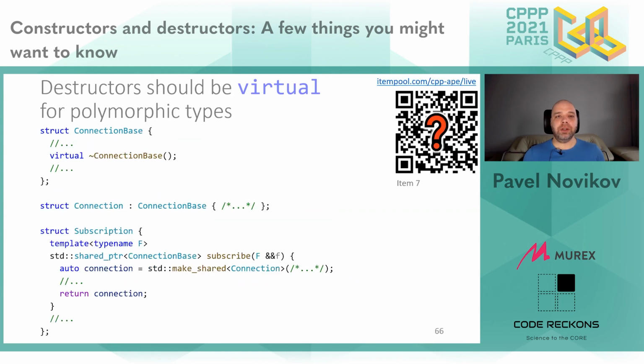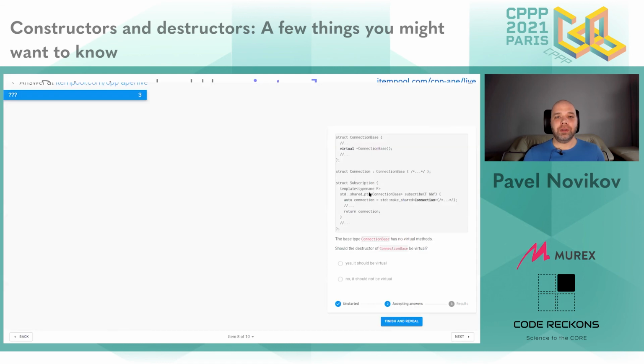And so the question is, having this contraption where connection base has no virtual methods except the virtual destructor, and having a type that is derived from the base class and constructed using make_shared, does the base class, the connection base, have to have a virtual destructor? This is kind of the real code from our code base, slightly anonymized, but the gist is there. So we have one group of answers.